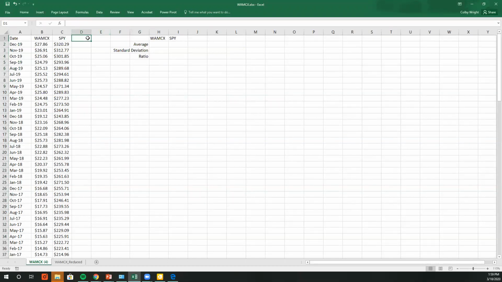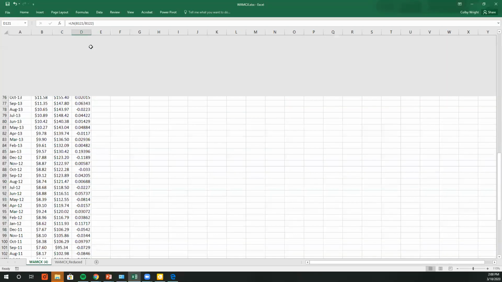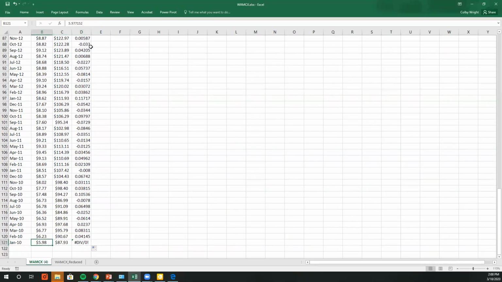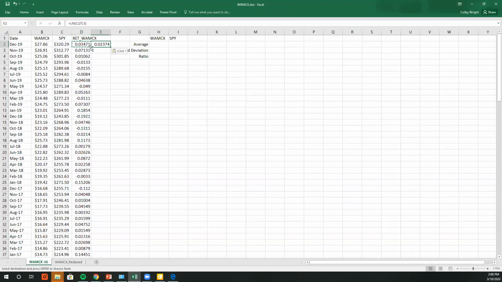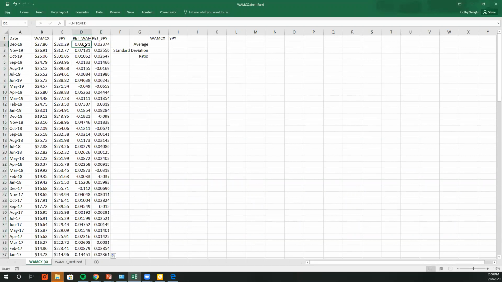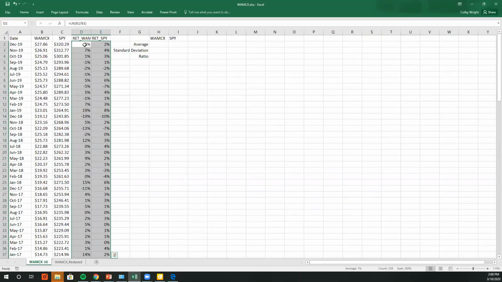Okay, so the first thing we're going to do is get the return to WAMCX. And remember, the way we're going to do this is the natural log of the ratio of this month's price divided by the previous month's price. We're going to run that all the way down. We're going to go to the bottom and delete this last one because the first price can't have a return. Okay, I'm going to copy and paste that formula over here as we do the return for SPY. So now I'm just doing the exact same thing, turning them into returns.